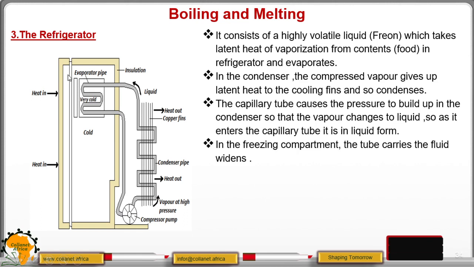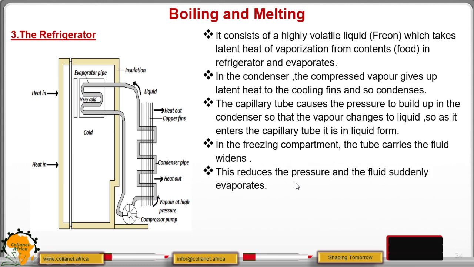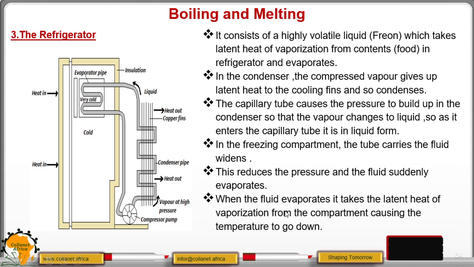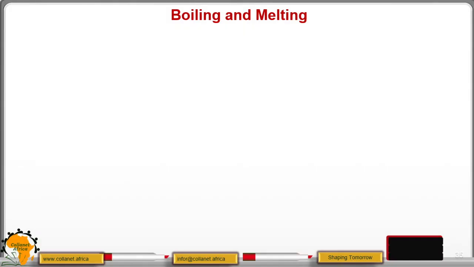But in the freezing compartment, this part, the tube widens. As you can see, it is clear that it is widening. As it widens, the pressure is reduced. And as the pressure is reduced, the fluid suddenly evaporates. And as it evaporates, it takes the latent heat of vaporization from the compartment here, and therefore it will cause the temperature in this compartment to go down. That way, the food that is inside there will be cold.